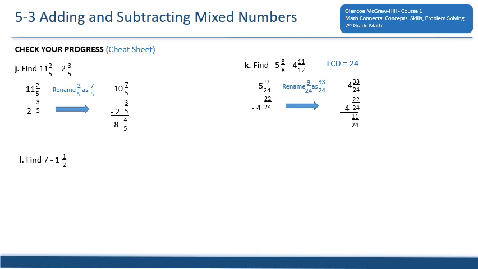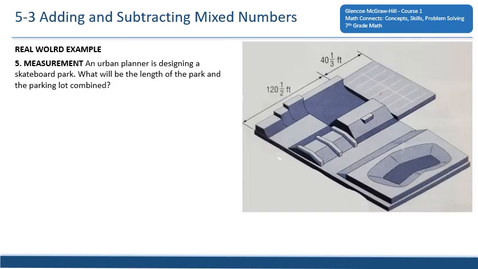So we have 7 minus 1 1/2. This one's a little easier than the last two because we're just going to borrow 1 from the 7. And the 1 is going to be in the form of 2 over 2. We now have 6 2/2, which is the same as 7, minus 1 1/2. So now that we have like fractions, we can subtract 1 from 2 and get 1/2, and 1 from 6 and get 5.